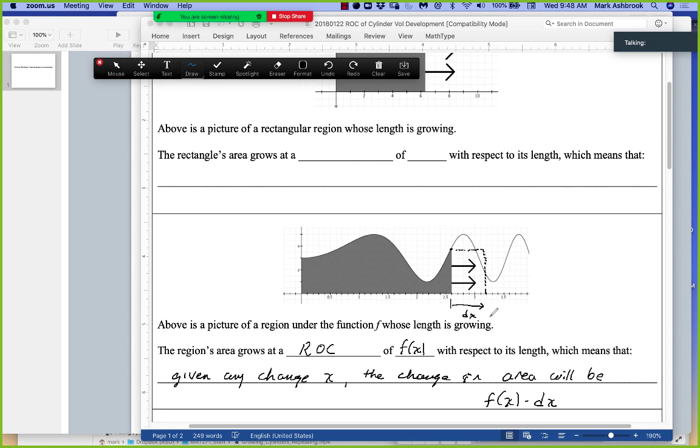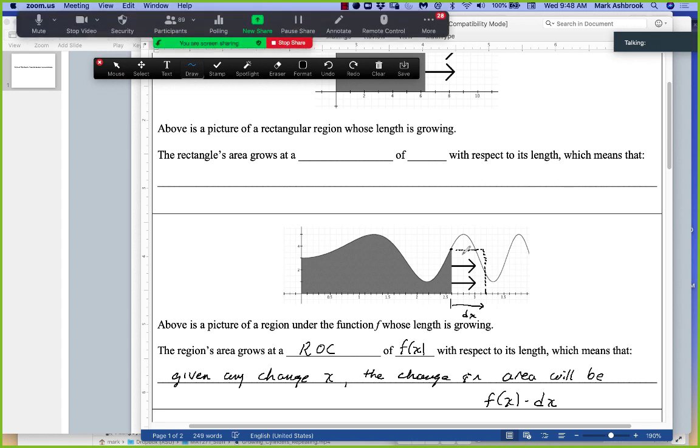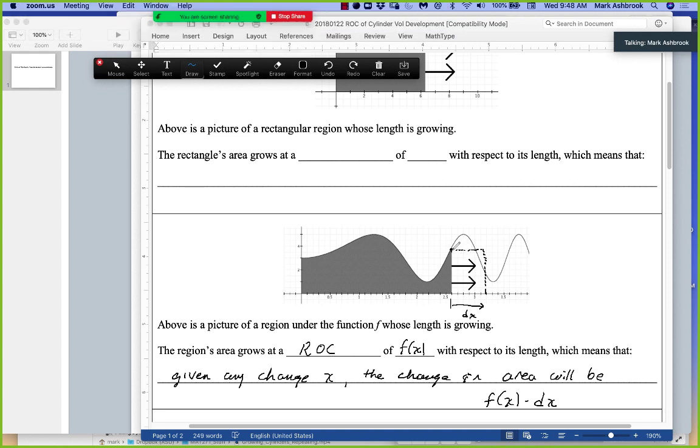Too big. No, too small, right? So f of x would be this value, and if I choose my dx to be like, what is this, like a half or something? Then the resulting change in area I'm going to get is this.